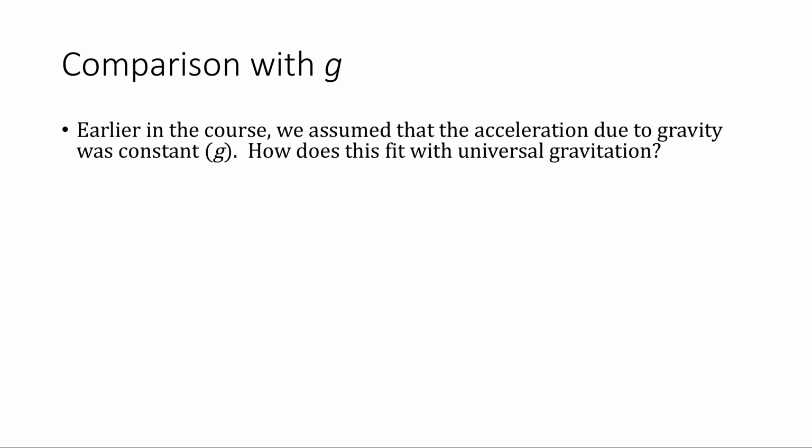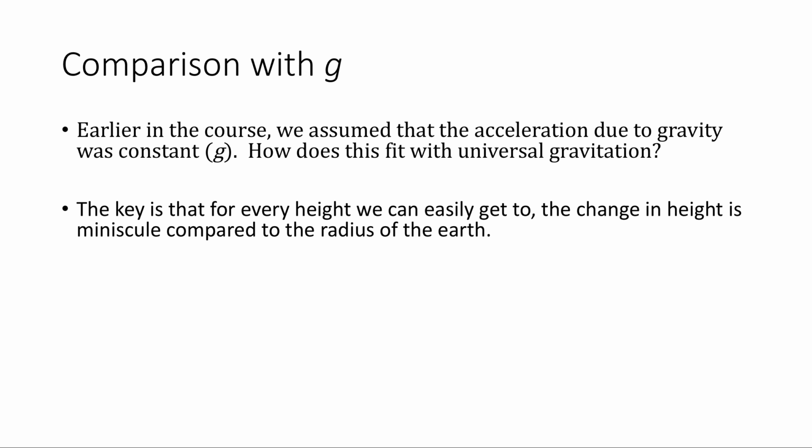However, as I mentioned at the beginning of this video, we stated earlier in the course that every object accelerates downward with this constant acceleration g. How does this fit with universal gravitation, where clearly the magnitude of this force and therefore the magnitude of the acceleration depends on the changing distance between them? Well, the key is that for every height we can easily get to on Earth, the change in height compared to the surface is minuscule compared to the radius of the Earth.